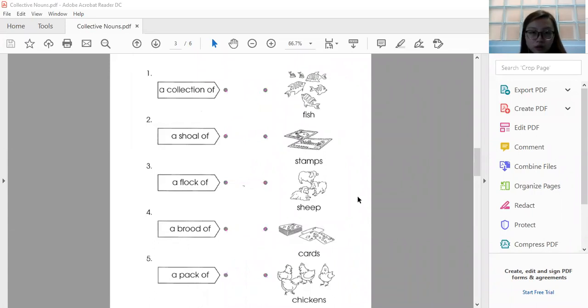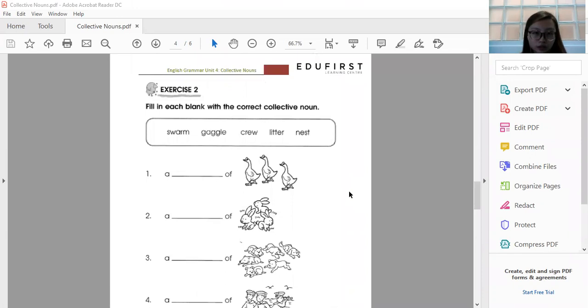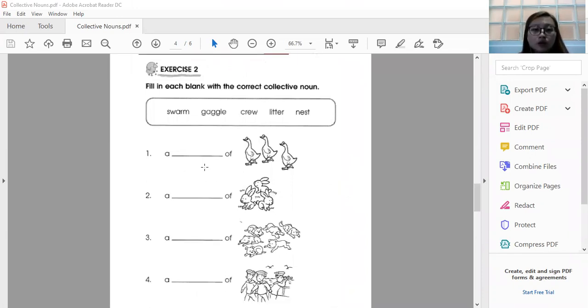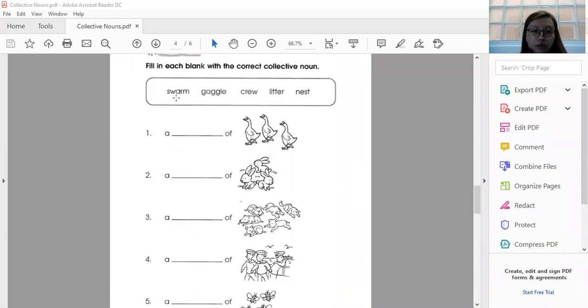Okay, so once we're done with this, we can move on to exercise 2. So we have swarm, gaggle, crew, litter, and nest. Okay, so look at the first one, right? We have something of geese. So this will be actually goose, okay? So one goose, but we have 3 here, so we have 3 geese. So over here, we will use a gaggle of geese. Okay, this is a group of geese.